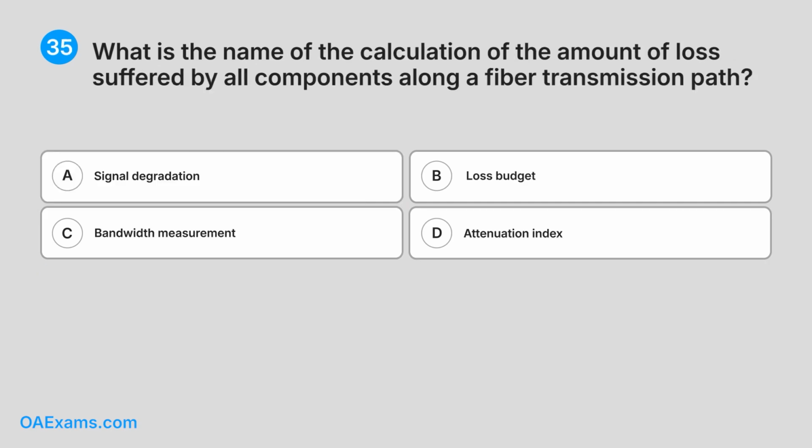35. What is the name of the calculation of the amount of loss suffered by all components along a fiber transmission path? A. Signal degradation. B. Loss budget. C. Bandwidth measurement. D. Attenuation index. Do you know the answer?